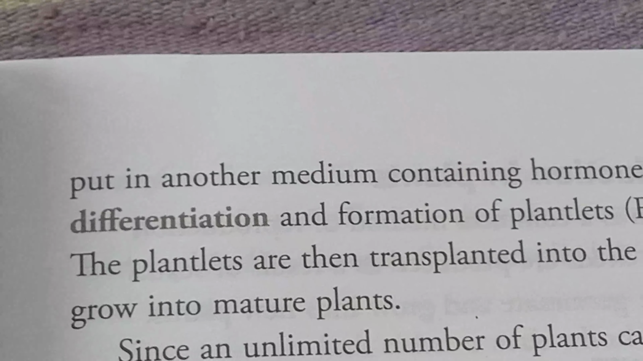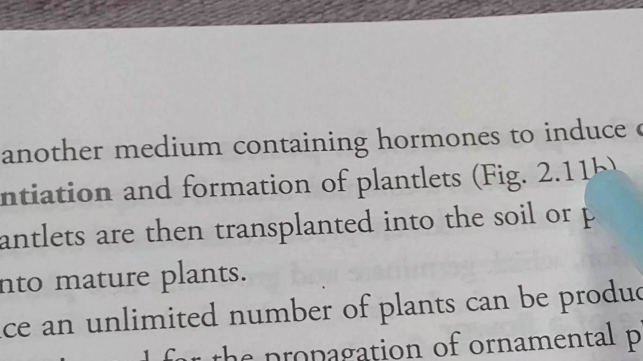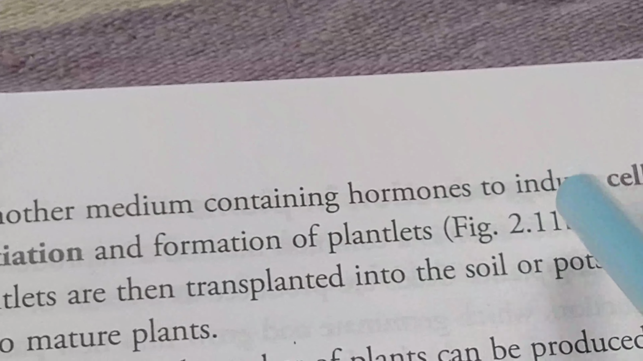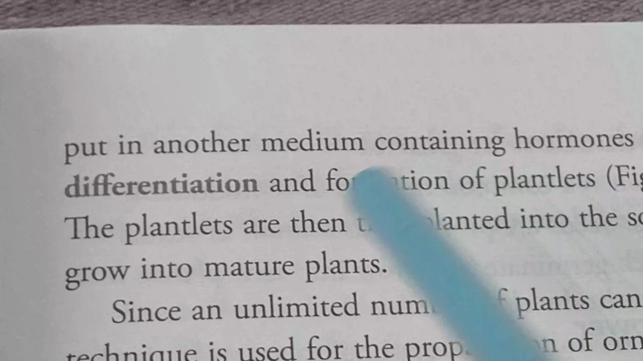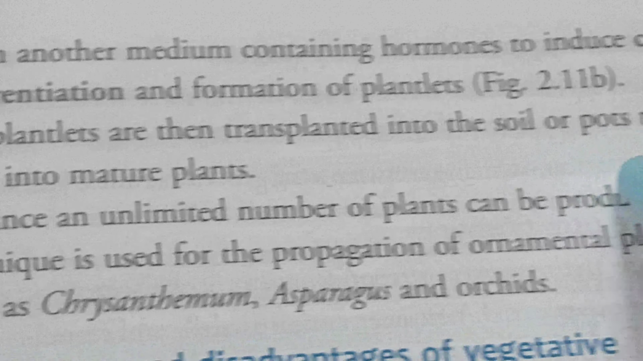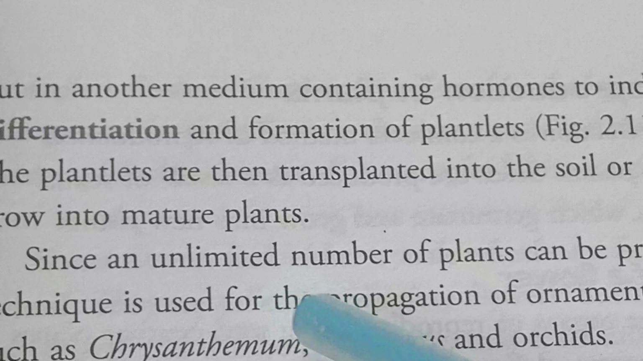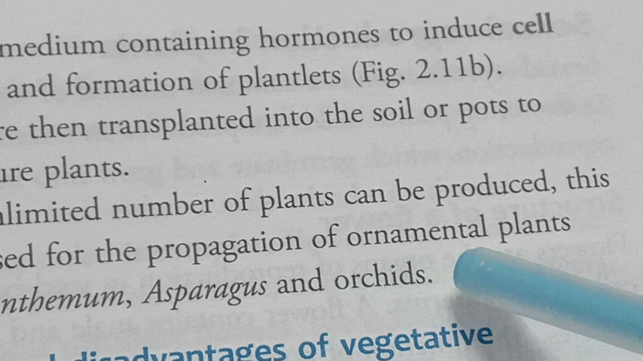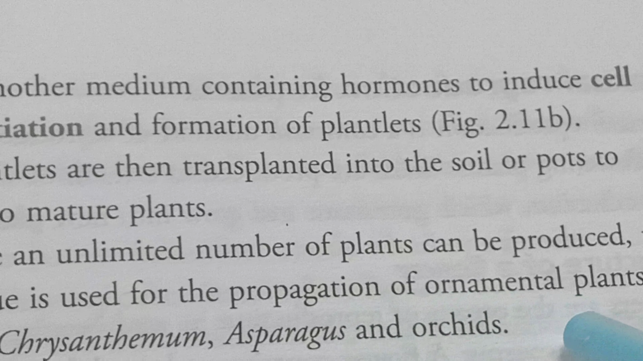सो कैलस से नॉर्मली ये सेल्स को निकालने के बाद ऐसा दूसरा कोई कंटेनर में उसको रखा जाता है जहाँ पे ऑलरेडी हार्मोन प्रोवाइड किया हुआ है. इस दौरान क्या होता है, सेल डिफरेंशिएशन होता है एंड दे फॉर्म इनटू अनदर प्लांटलेट्स. The plantlets are then transplanted into soil or pots to grow into mature plants. Since an unlimited number of plants can be produced, this technique is used for the propagation of ornamental plants. So basically tissue culture process is used for the propagation of ornamental plants.